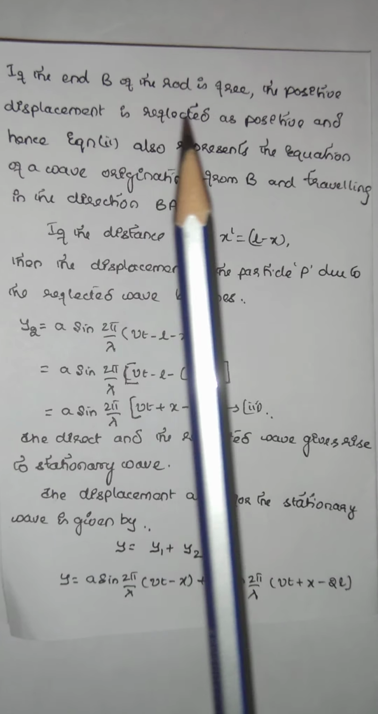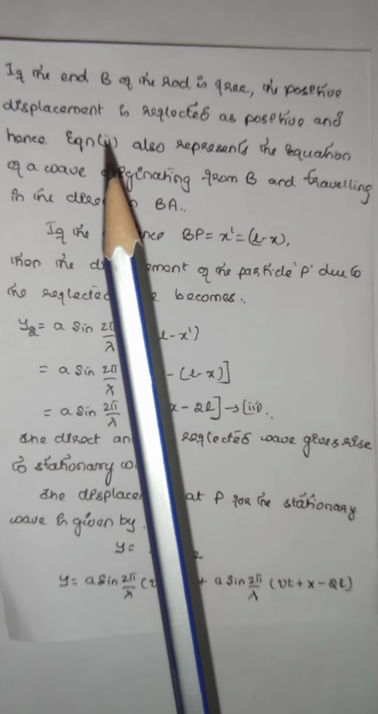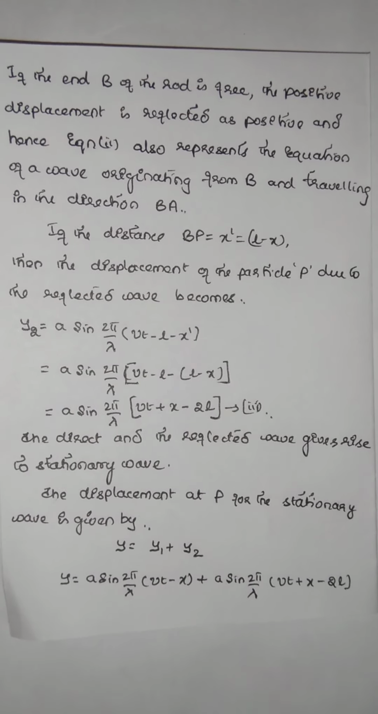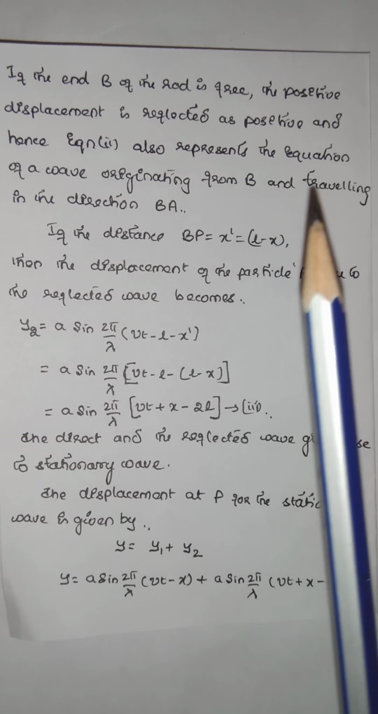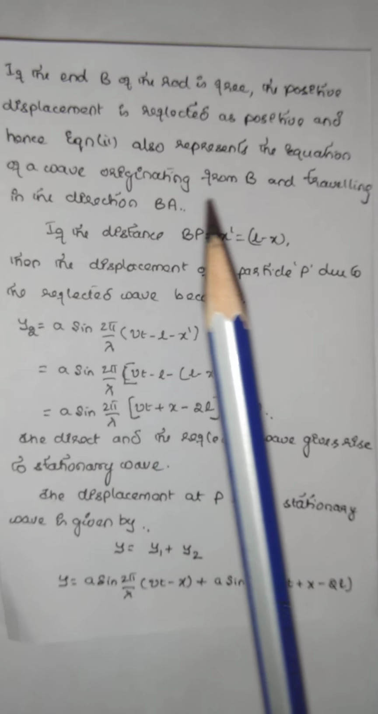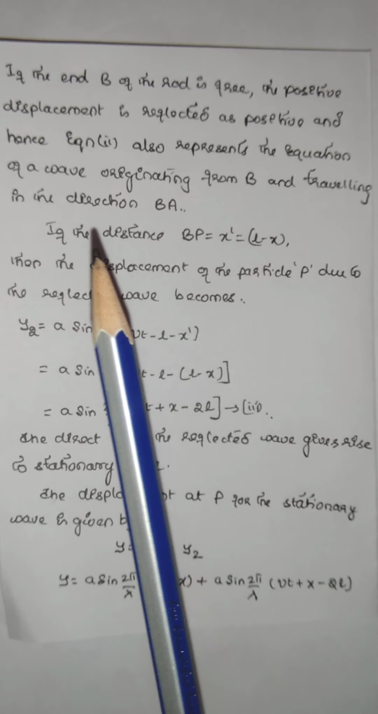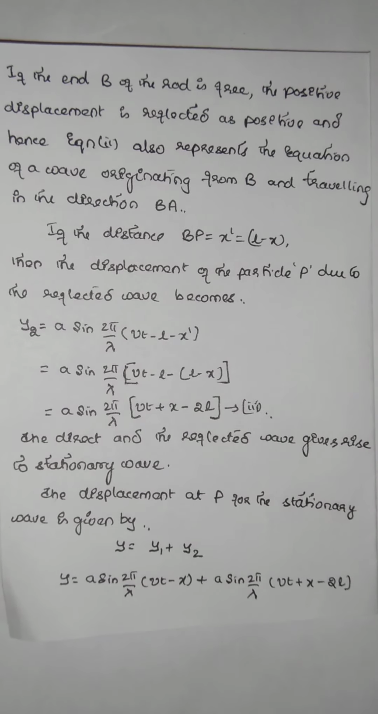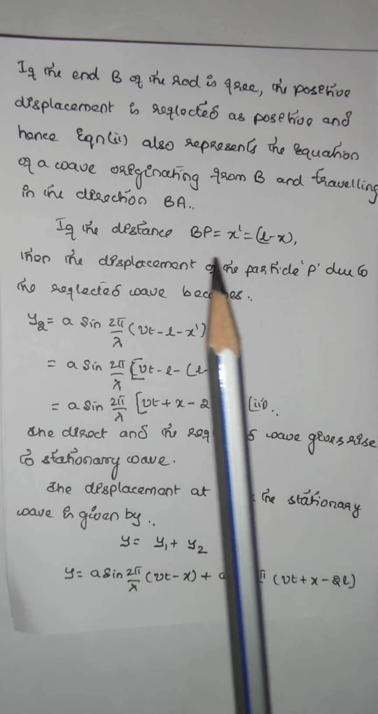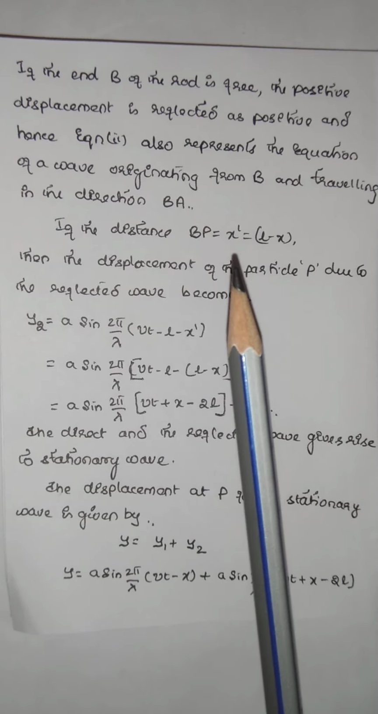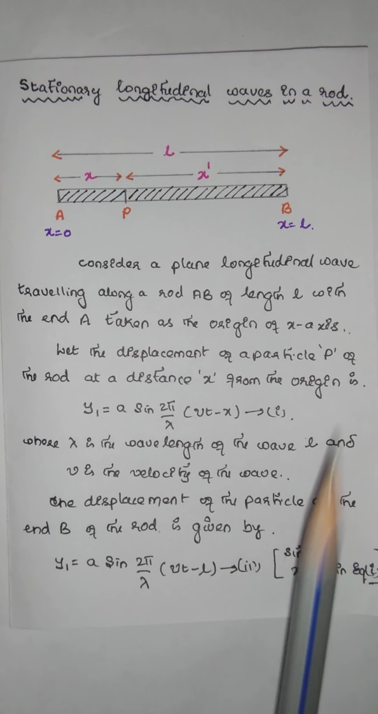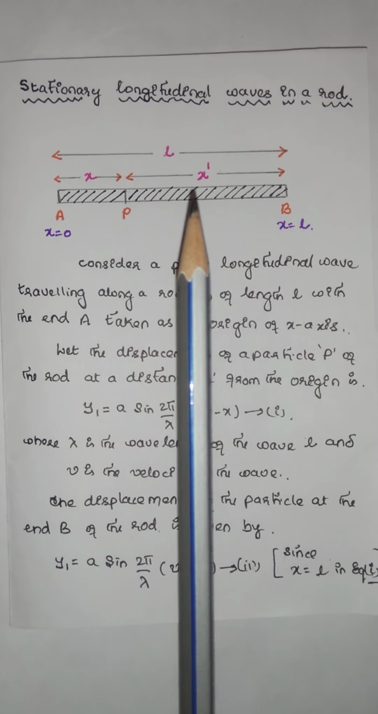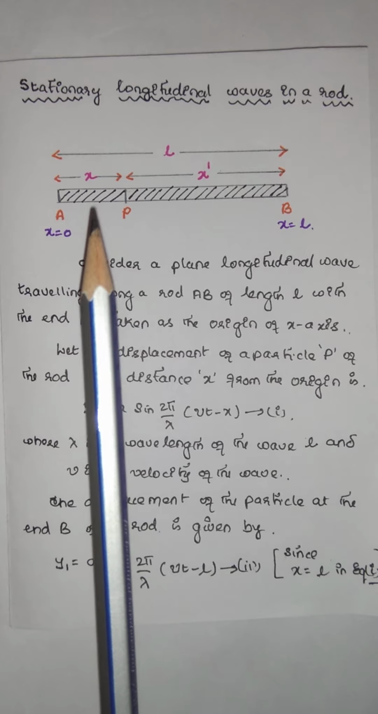If the end B of the rod is free, then the positive displacement is reflected as positive, and hence the equation also represents the equation of a wave originating from B and traveling in the direction of BA. If the distance BP is equal to x dash, then from the figure, x dash is given by L minus x.